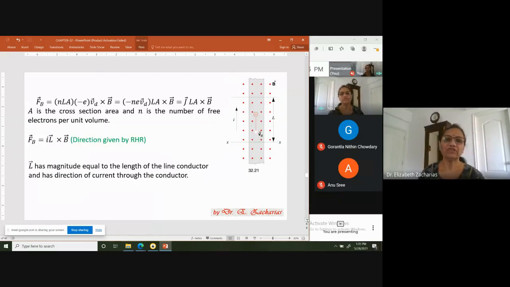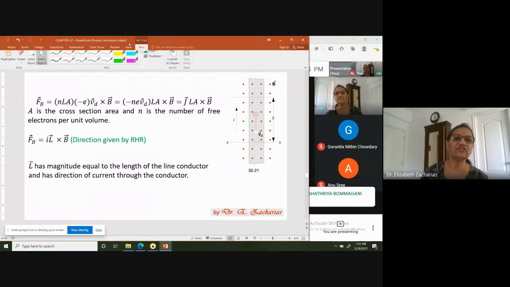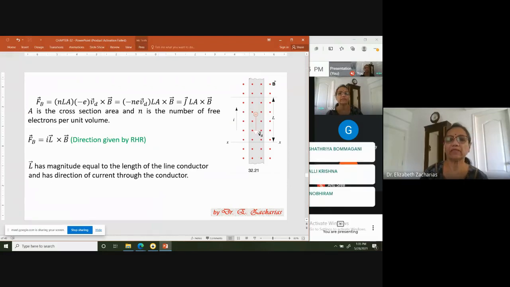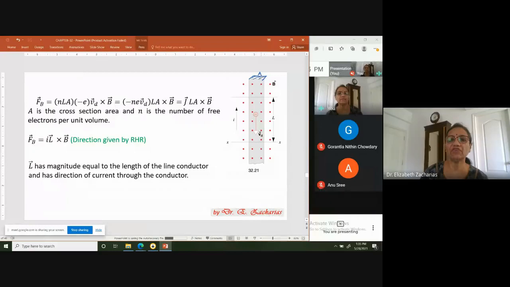Okay, so for that, what we will do is, let us consider the volume of the wire. Let us say the area of cross section is A. Let A be the area of cross section. L is the length that you are interested in. Therefore, the area of the cross section into L is going to be the volume of the wire in the magnetic field.